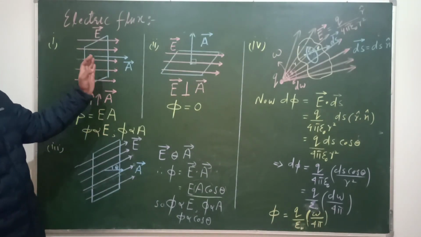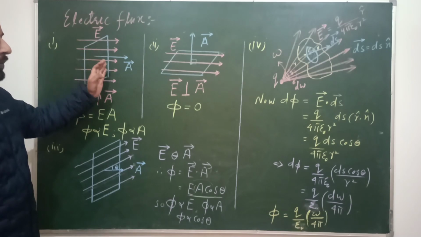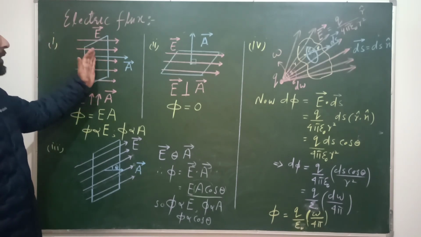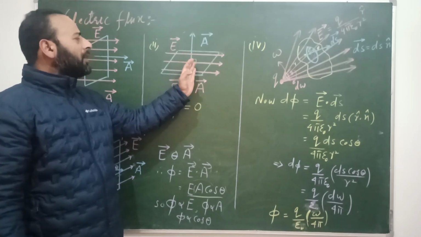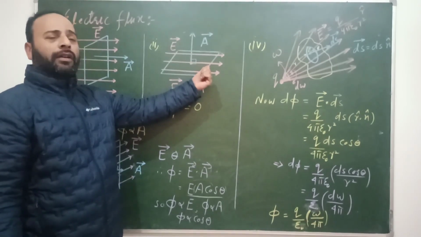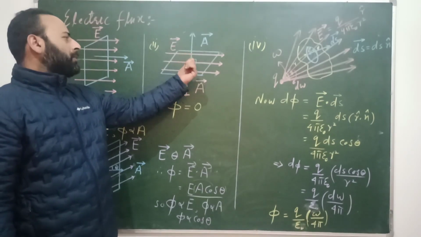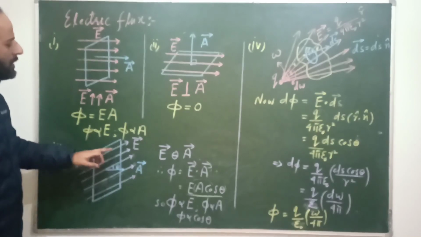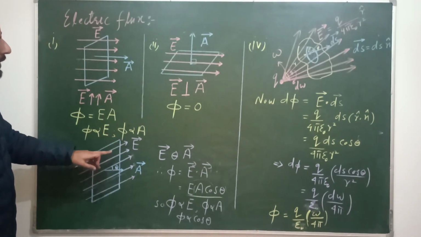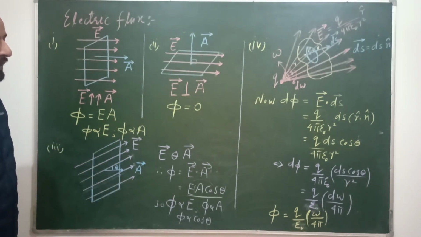But this is the case when the electric field is uniform and the area is normal. Here the area vector is perpendicular to the electric field, or the surface is parallel to the electric field, and this case is when the electric field is making some angle with the area vector.